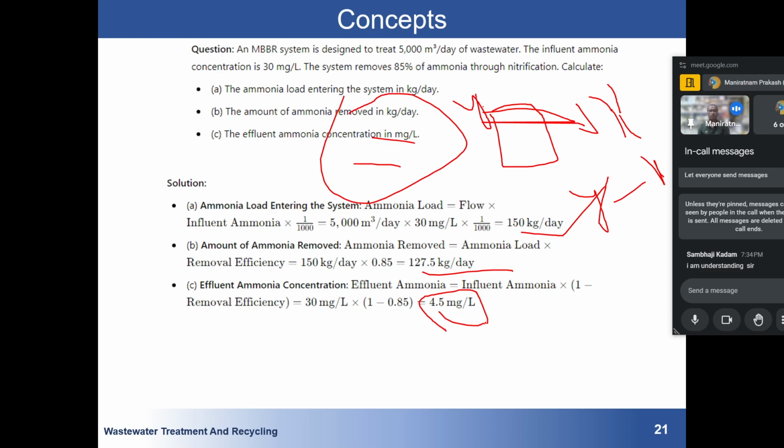So this all was about some numerical and some theory. This was all about wetland, SBR, SBBR, MBR, and MBBR. From next onwards, we have some questions related to these topics, which I will be discussing one by one.